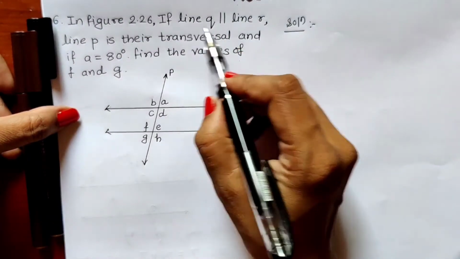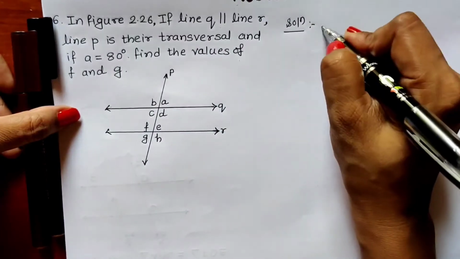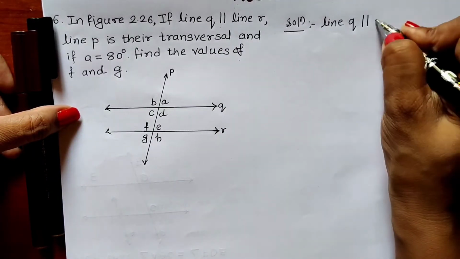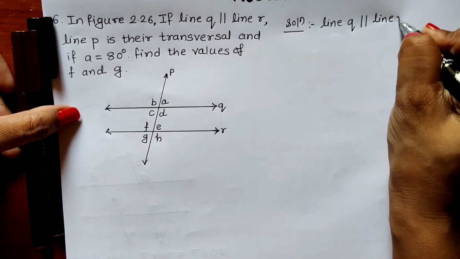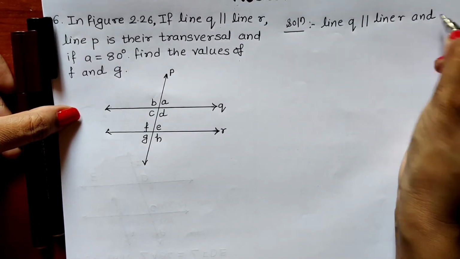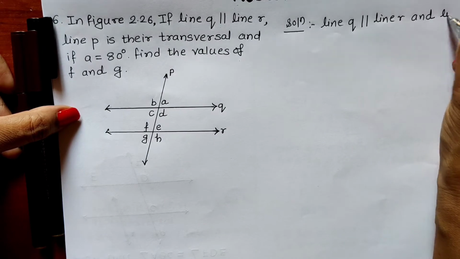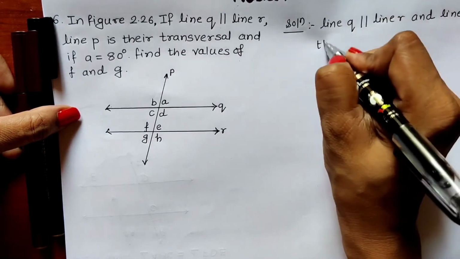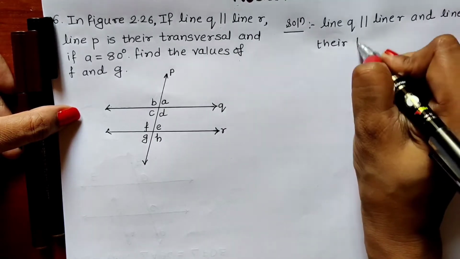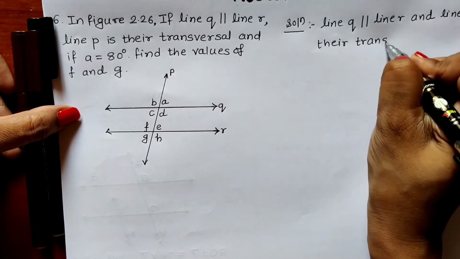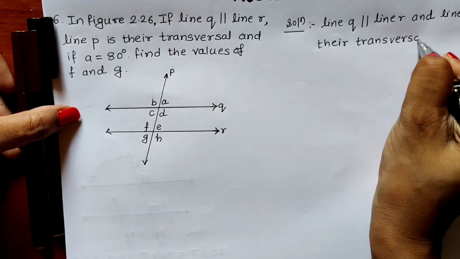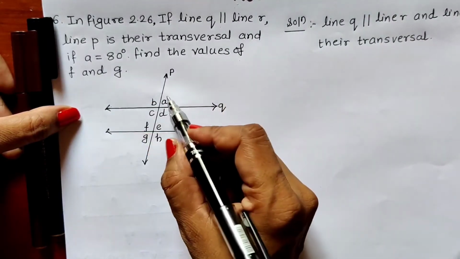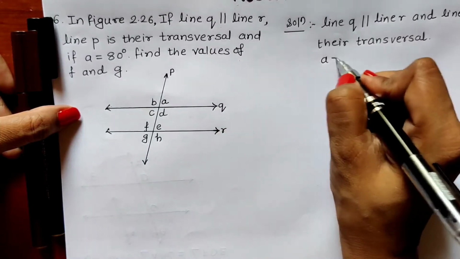What is given to us? Line Q is parallel to line R, and line P is their transversal. Angle A is equal to 80 degrees. This A is equal to 80 degrees, given to us.